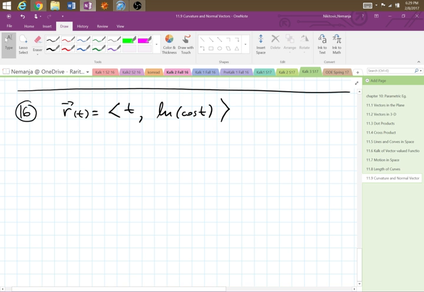Ln function. And the denominator for r prime would be 1 plus tangent squared, which is secant squared. Right?